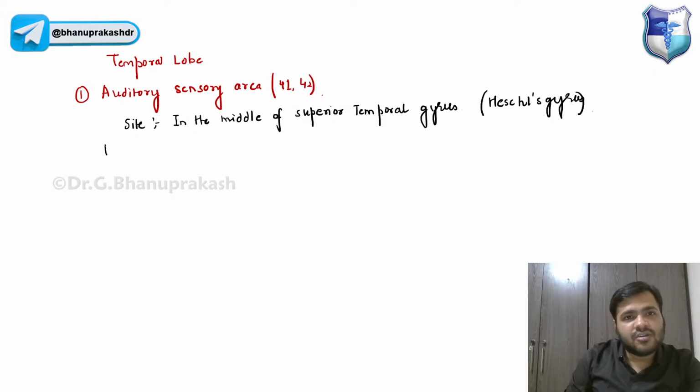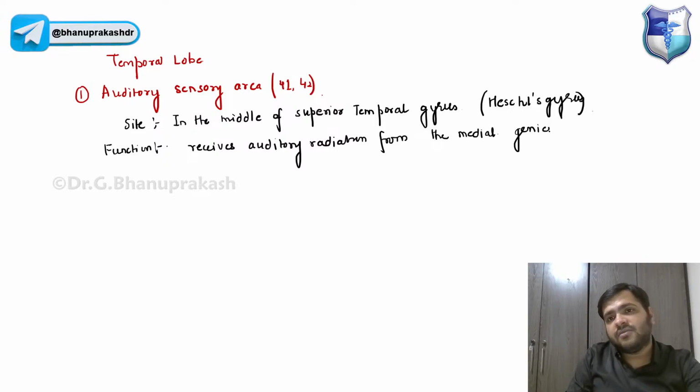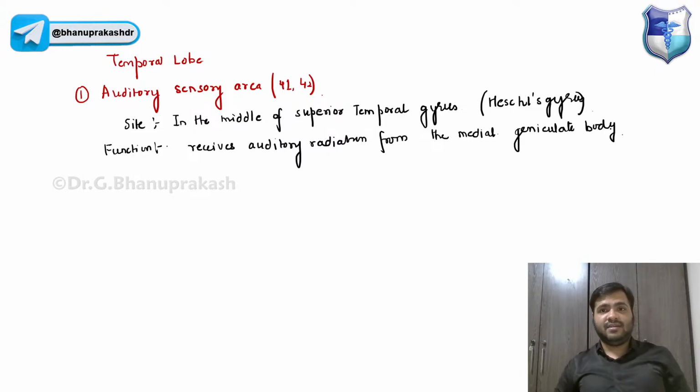Now, what is the function of this particular part, guys? Auditory. It receives auditory radiation from the medial geniculate body. I will be coming to this medial geniculate body. We have already discussed it along with the superior colliculus, the inferior colliculus, the medial geniculate body and the lateral geniculate body, and I hope you remember that. We will be discussing the thalamus later on.